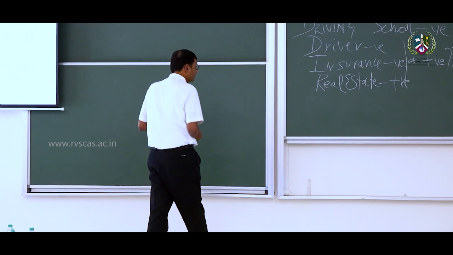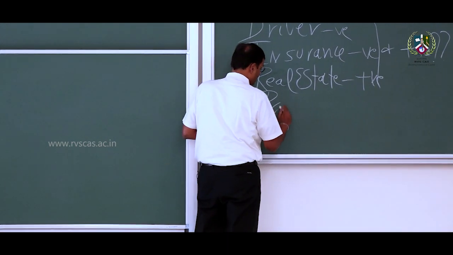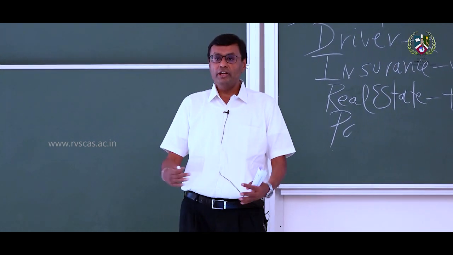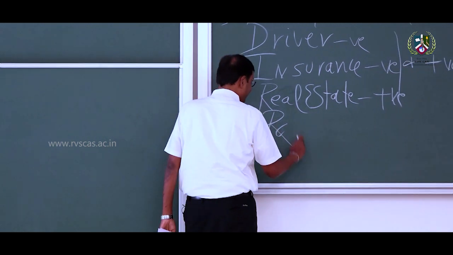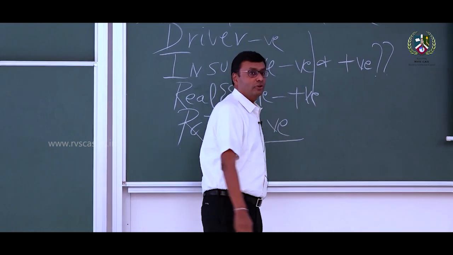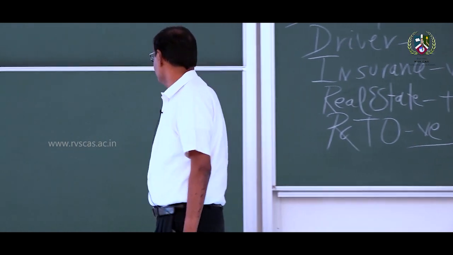Anything else? Parking. Okay, very good. RTO. No need of RTOs, no driving license. They'll be jobless. RTO: negative. So whatever you want to become, don't become an RTO. Don't write exams for RTO in the future. Good. What else?